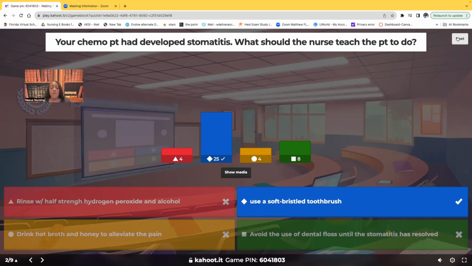And last, where it says avoid the use of dental floss until the stomatitis resolves, the patient can't afford to do that because, again, the patient that's getting chemotherapy most likely is going to be at risk for infection because those WBCs may be reduced, right? Immunity's low. We can't afford for them to get sick. Oral hygiene is very important. So they're still going to have to floss. They're only going to floss how? They're going to floss very gently because we want to make sure that we don't cause any abrasions, any cuts, and the patient doesn't start bleeding.